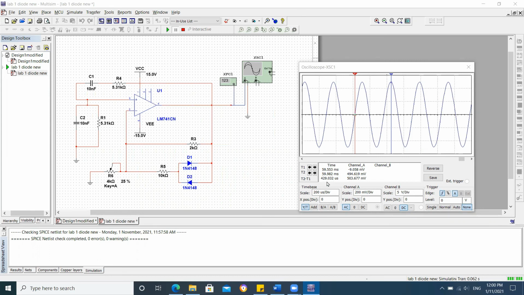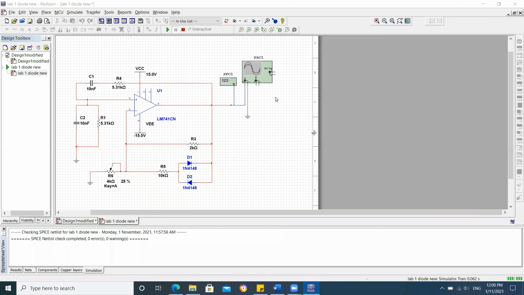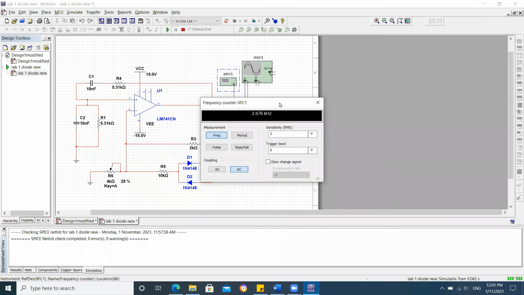We can observe that the peak of the output waveform is equal to 503.677 millivolt, which is a likely increase. Then you also can observe the output frequency of the oscillator is 2.876 kilohertz.